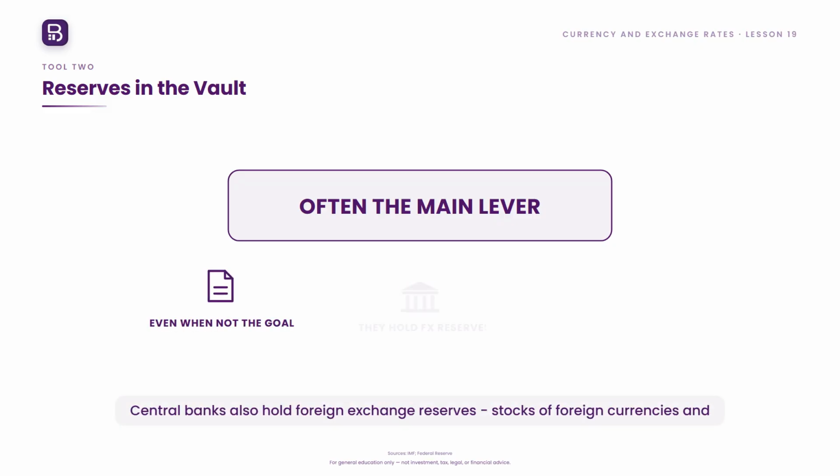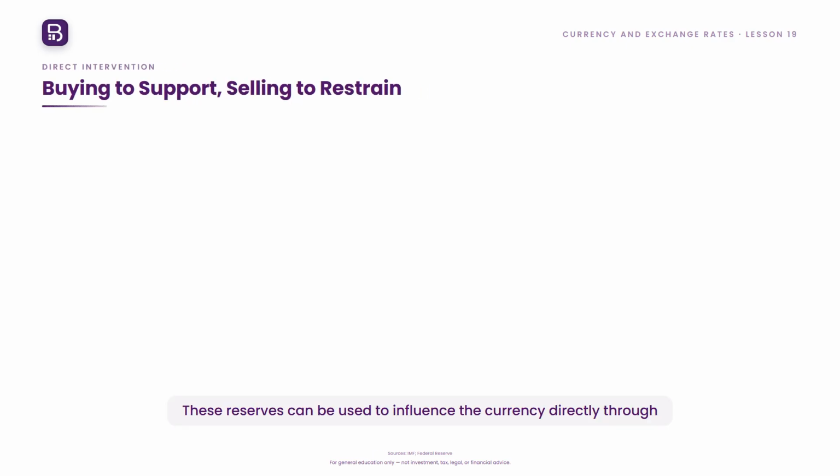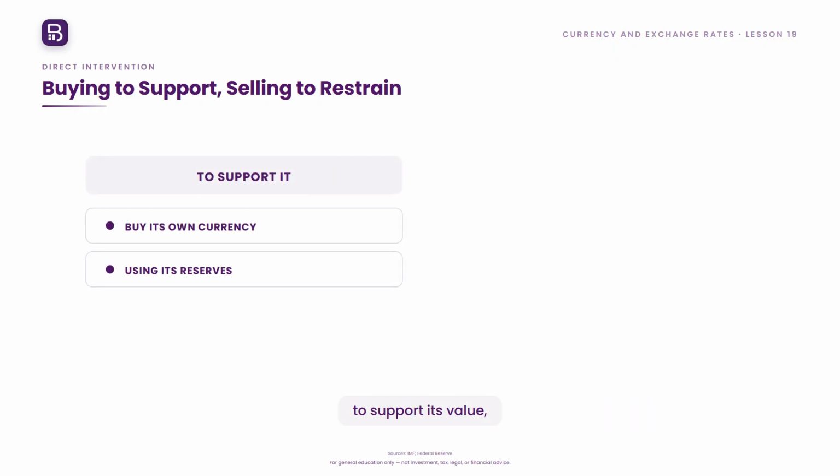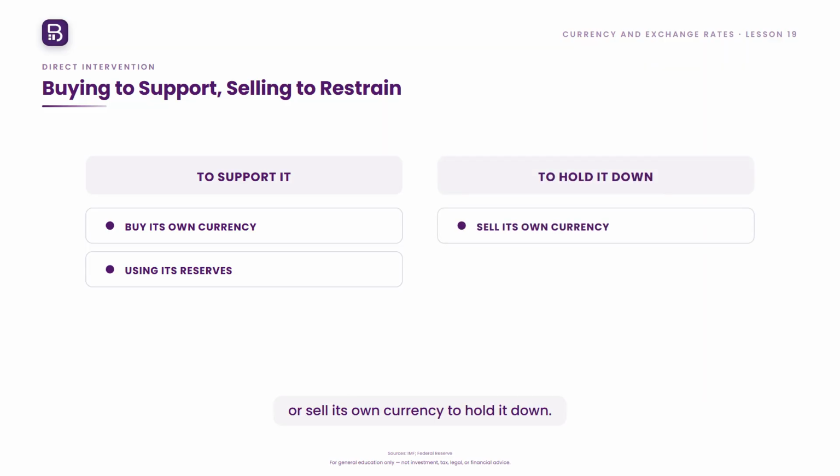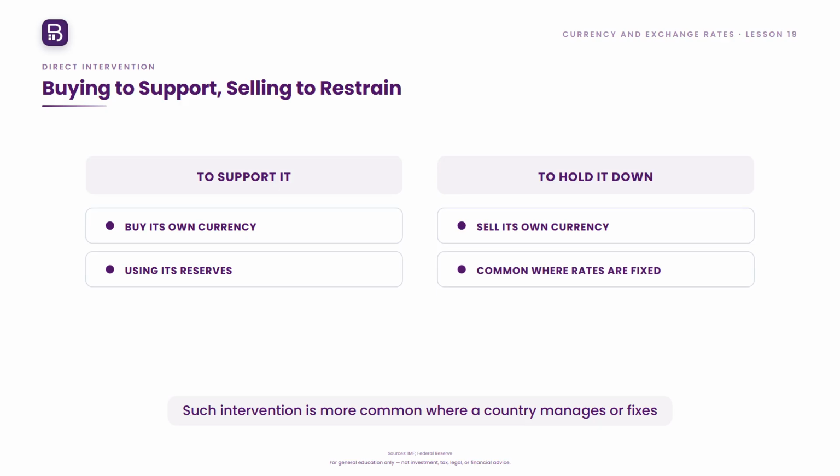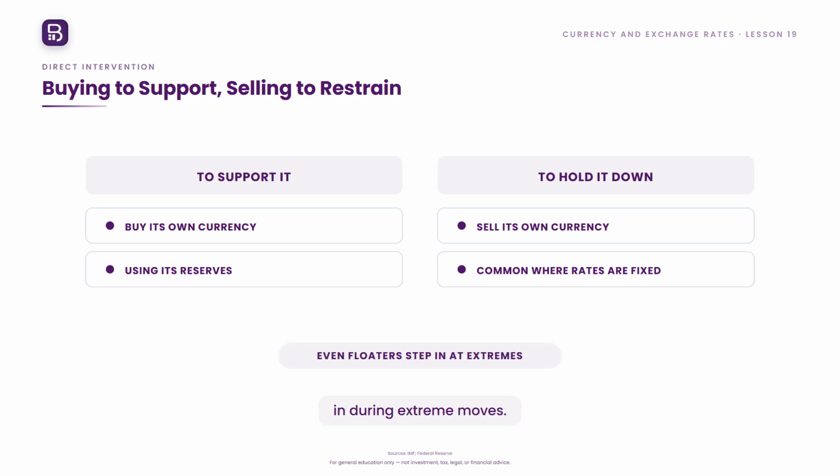Central banks also hold foreign exchange reserves, stocks of foreign currencies, and assets. These reserves can be used to influence the currency directly through intervention. A central bank can buy its own currency using reserves to support its value, or sell its own currency to hold it down. Such intervention is more common where a country manages or fixes its exchange rate, but even floating-rate central banks may occasionally step in during extreme moves.